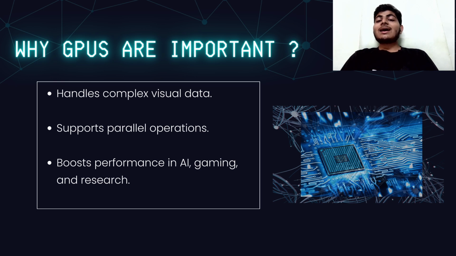Why are GPUs important? GPUs handle massive amounts of data and are key to visual computing, real-time rendering, machine learning, and simulation. Their ability to process in parallel is what sets them apart from CPUs.